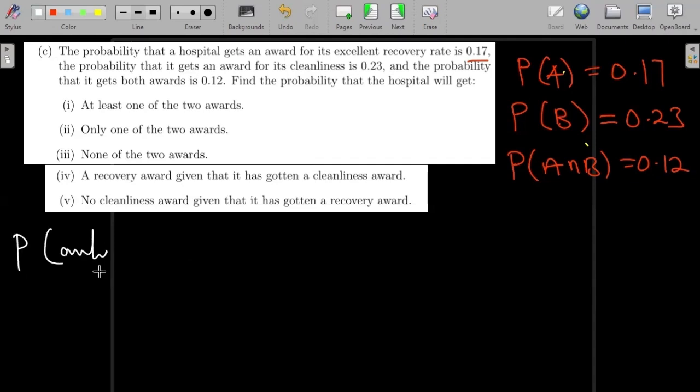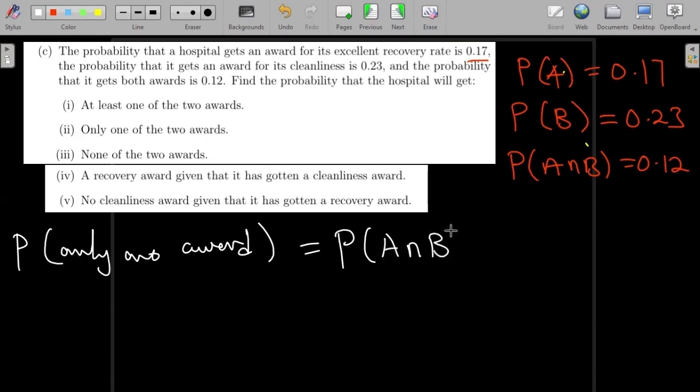The probability of only one award is the same as the probability that the hospital gets the award for A intersection that they don't get the award for B. So this is B complement, meaning that if they get the award for A, they won't get the award for B. And then we are going to add the probability that they get the award B, intersection that they don't get the award for A. So the probability that they only get one award is either they get A and don't get B, or they get B and don't get A. So we add those like that.